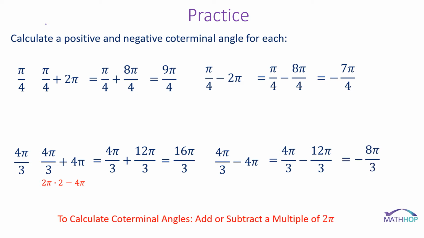So to calculate coterminal angles, if they're given in radians, you're simply going to add or subtract a multiple of 2 pi. And that does involve rewriting 2 pi or the multiple of 2 pi as a fraction with a denominator. That's not too bad. We did it. You saw.